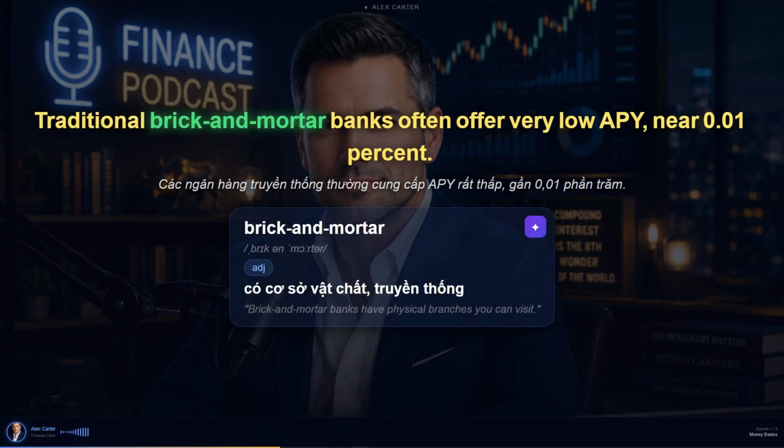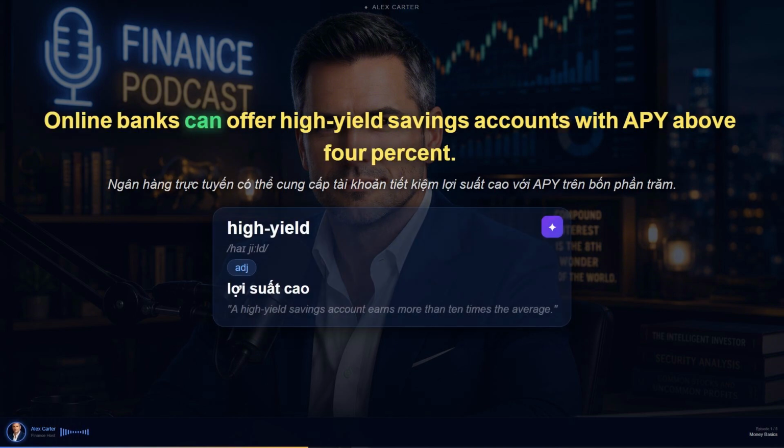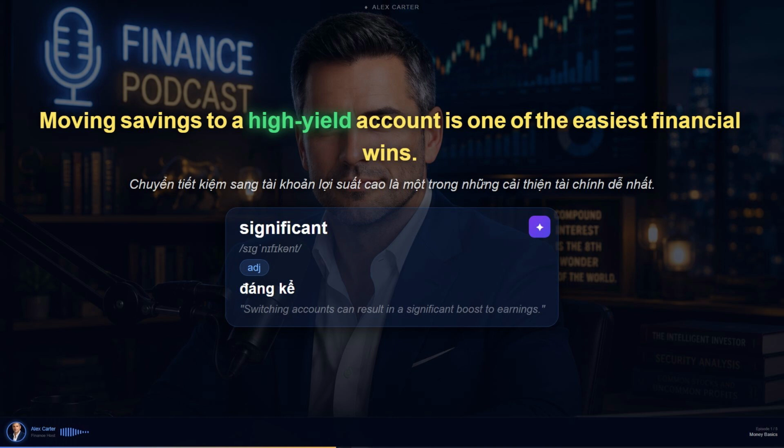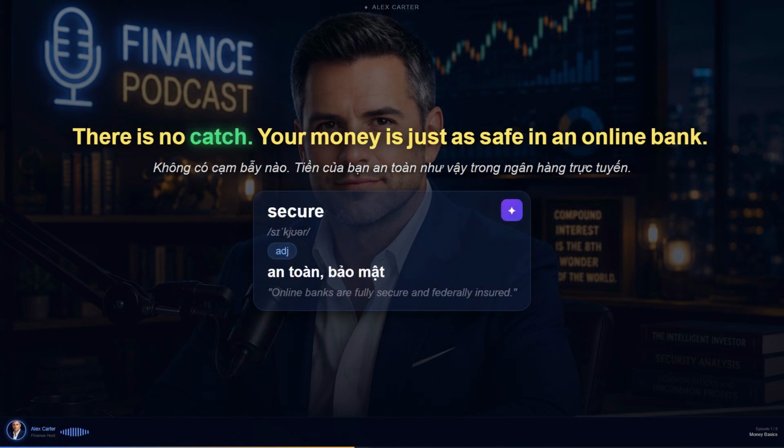Traditional brick-and-mortar banks often offer very low APY, near 0.01%. Online banks can offer high-yield savings accounts with APY above 4%. Moving savings to a high-yield account is one of the easiest financial wins. There is no catch. Your money is just as safe in an online bank.